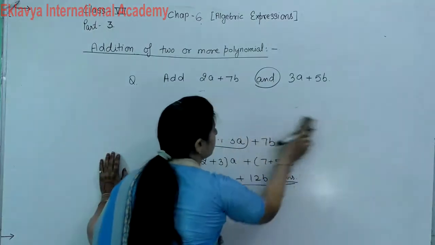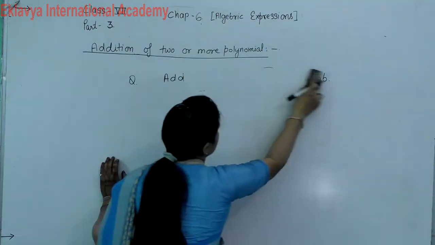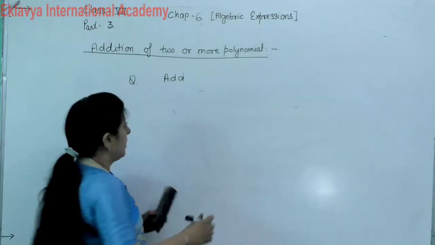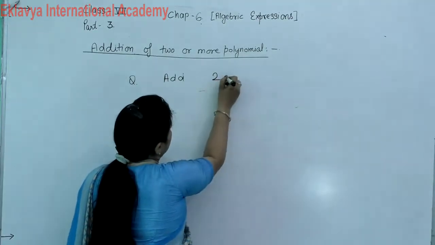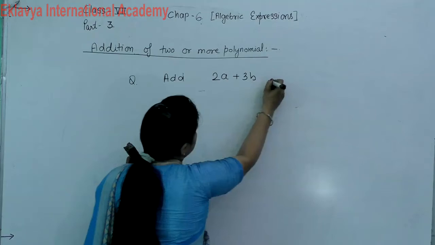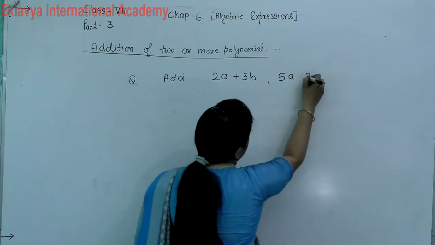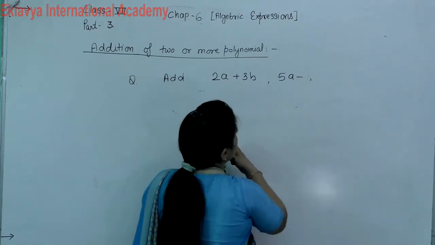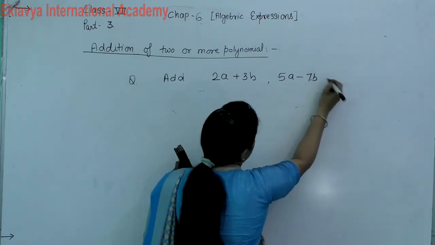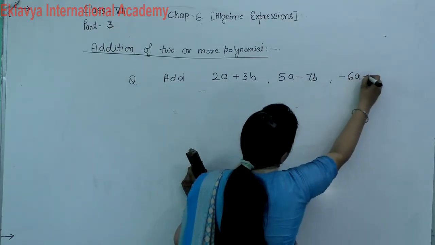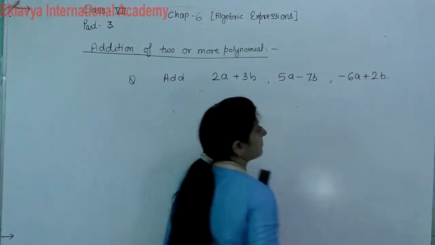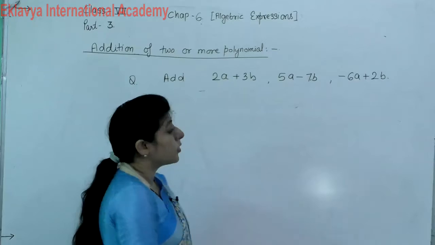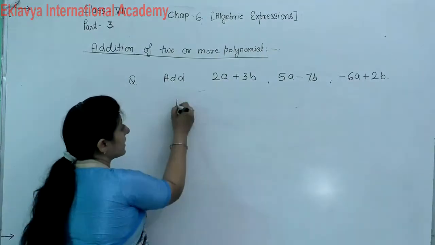Next, see, okay, this is the horizontal method. Suppose now it is given to you, add 2a plus 3b, 5a minus 7b, and minus 6a plus 2b. We want to add all these polynomials. Now we will discuss both types of method. Firstly, the horizontal method.